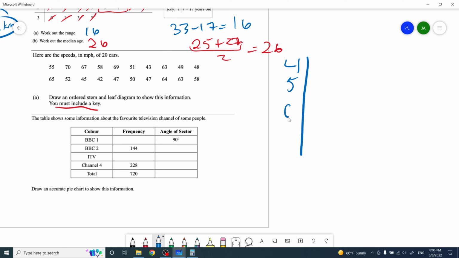I do see 50s and I do see 60s. So we're going to go ahead and draw it there. We don't have to draw 0, 1, 2, 3 if we don't want. We can actually start from 4. So we're going to do that.